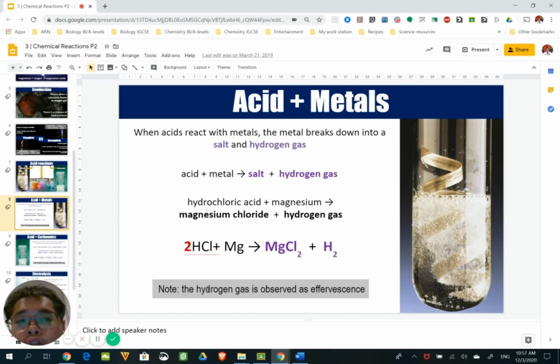Remember the chemical changes, the evidence that you're supposed to collect to identify a chemical change? Well, hydrogen gas is basically one of the evidences. And we normally don't call it gas, we call it effervescence, okay?